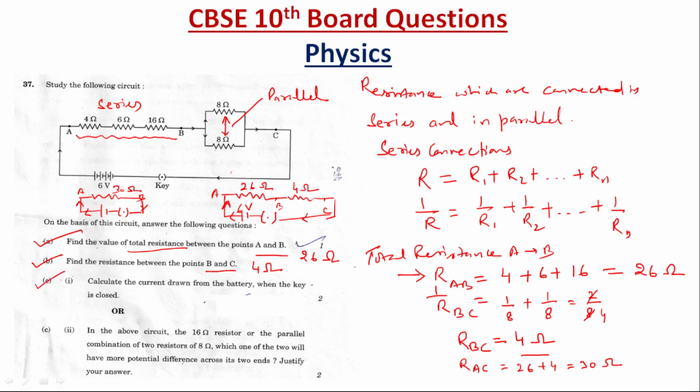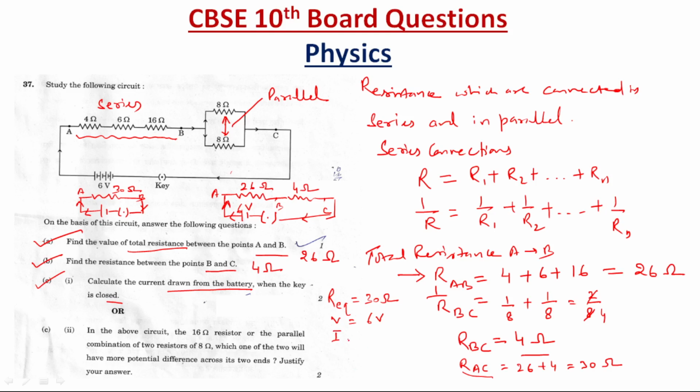Third is what is written in C, that is, calculate the current drawn from the battery when the key is closed. So we will be needing RAC, that is total resistance, and total resistance is 30 ohm. So R equivalent is 30 ohm. And what is the potential difference? It is given to us, V is equal to 6 volt. We need to find what? I, when the key is closed.